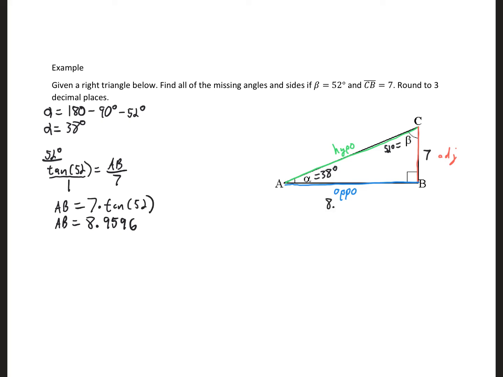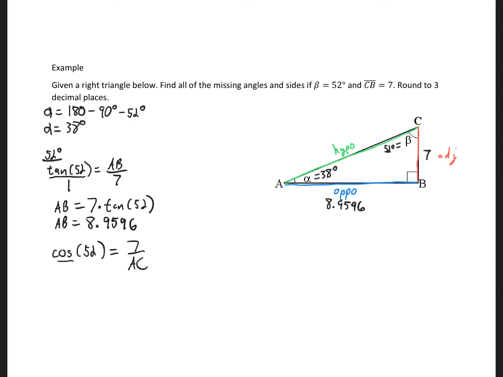This is 8.9596. And now let's find side length AC. For side length AC, that is the hypotenuse. And for 52 degrees, 7 is the adjacent. So adjacent and hypotenuse, I'm going to use cosine. Cosine of 52 degrees equals 7 over side length AC.